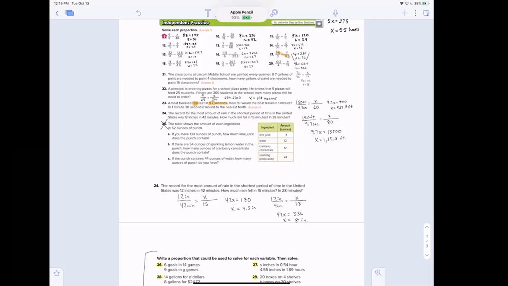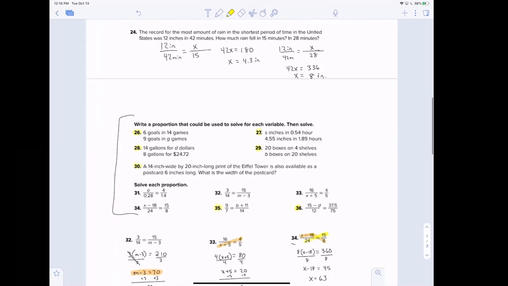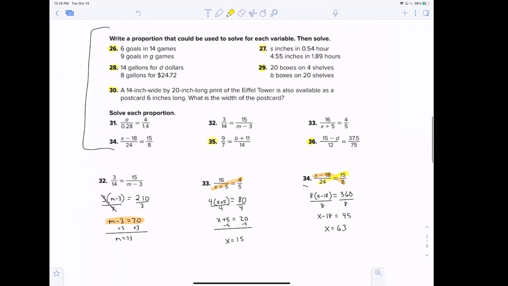Can you go back to like the 30? There you go. Highlight those guys.